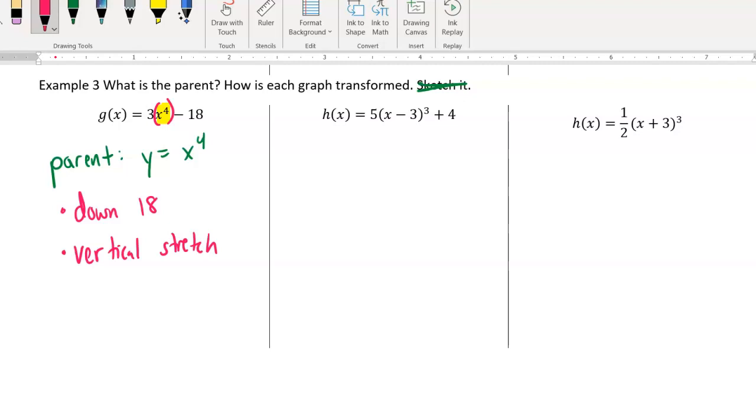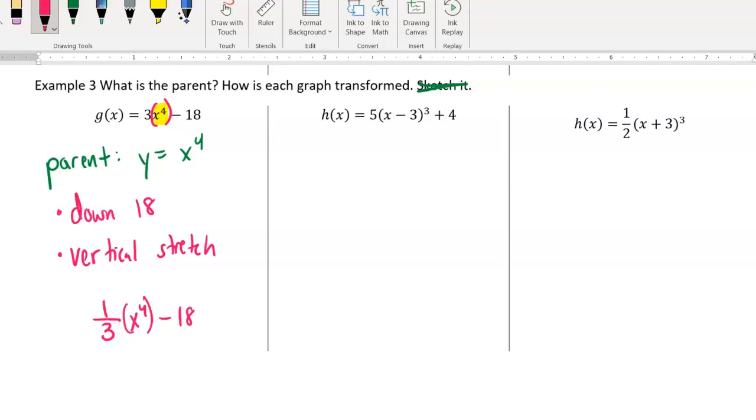So let's review. If it had been 1/3 x to the fourth minus 18, then it would have been a vertical compression by 1/3. Now we didn't talk about horizontal stretches and horizontal compressions. We'll save that for pre-calculus. But for the purpose of this class, anytime you have a number multiplied times x, it's going to impact the graph vertically, and it's either going to be a stretch or a compression. It's a vertical stretch if it's bigger than 1, and a vertical compression if it's between 0 and 1.